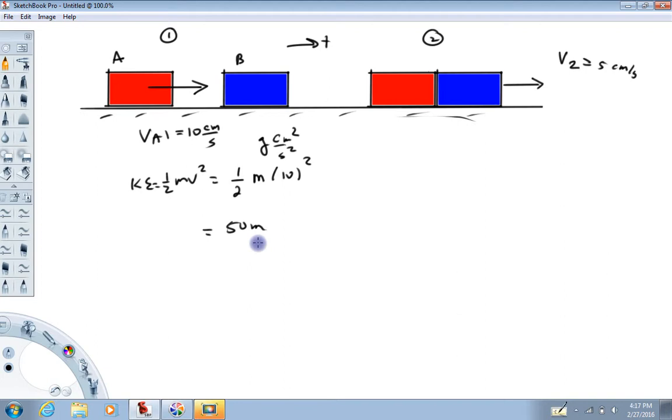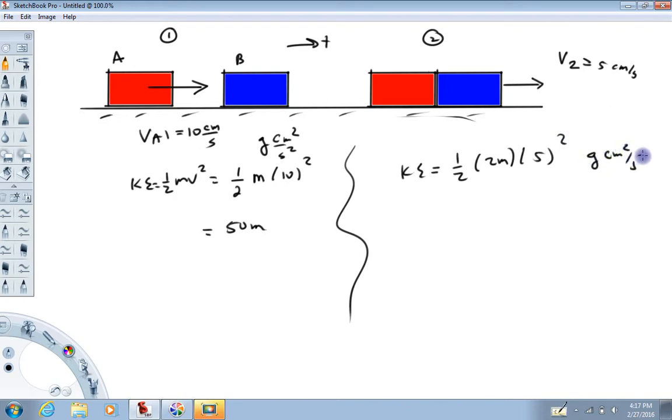Let's take a look on the right. So that was before impact. Here's after impact. If I were to calculate the kinetic energy after, we're going to get 1/2 m. Now remember that over here it was just m, but this system has twice the mass, so I'm going to put 2m times 5 squared, and again this will come out in units of gram centimeter squared per second squared. And this kinetic energy, let's see, these kill off one another. This is 25m.